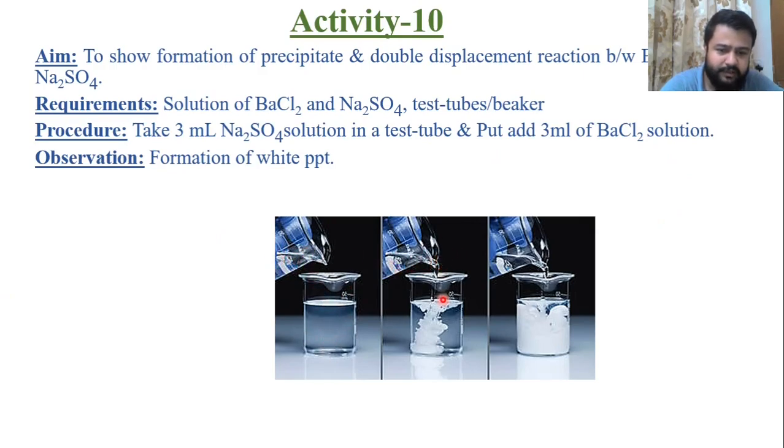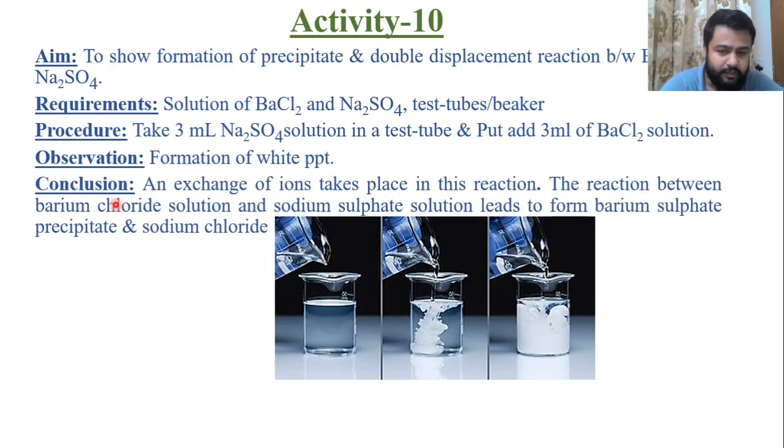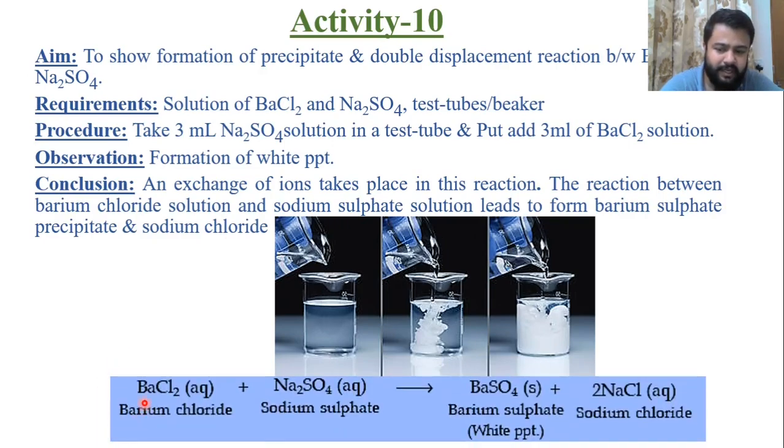As soon as you mix these solutions, you find the formation of white precipitate. This is the starting. When you mix them fully, you will find this white precipitate of barium sulfate. So formation of white precipitate. Now conclusion: an exchange of ions takes place in this reaction. The reaction between the barium chloride solution and the sodium sulfate solution leads to the formation of a precipitate of barium sulfate and sodium chloride. So this is your chemical reaction.